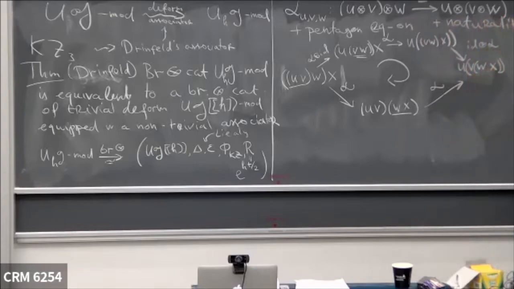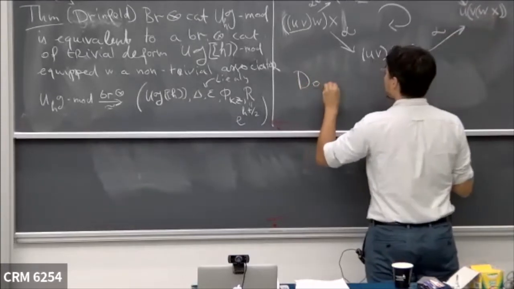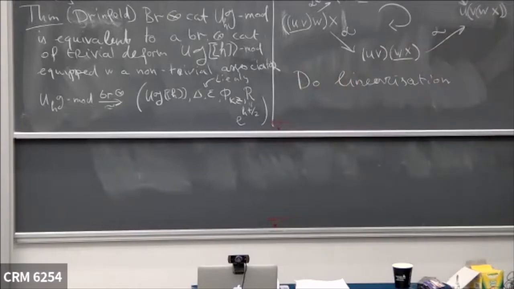Okay. In general, it's hard to solve these equations. So the idea is that we are going to linearize them. So the idea of deformation through linearization. Let me assume for simplicity that the category I'm going to deform is strict, that associators are identity maps. And I'm going to deform such a strict category.